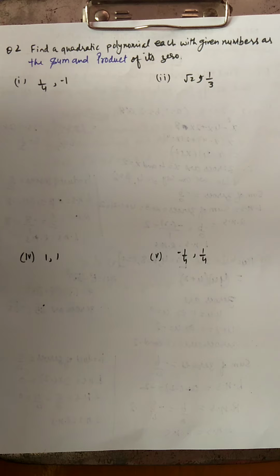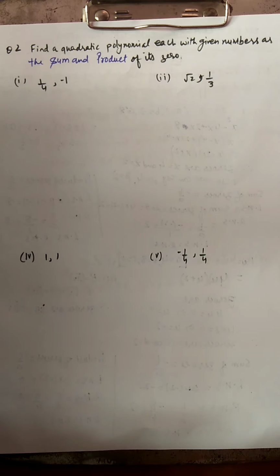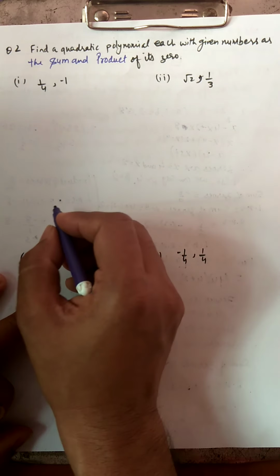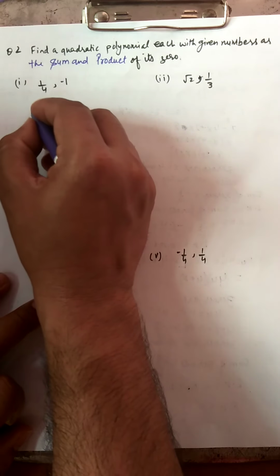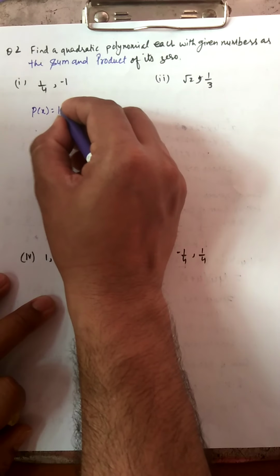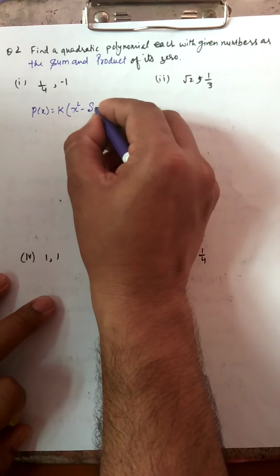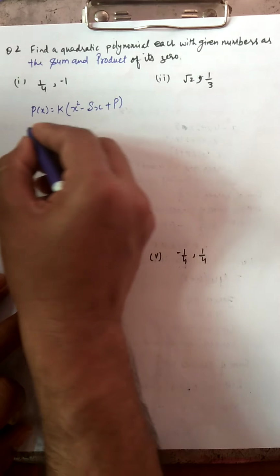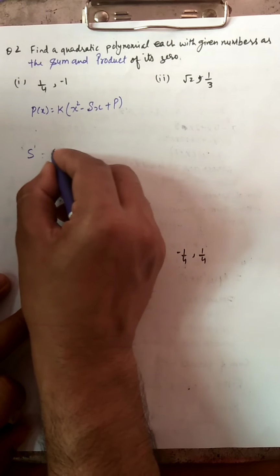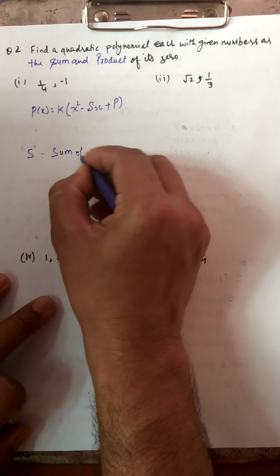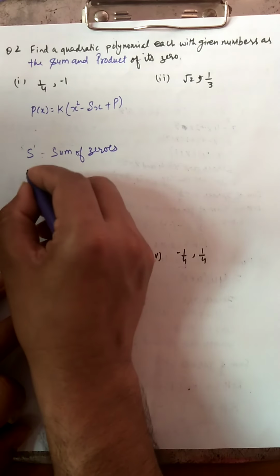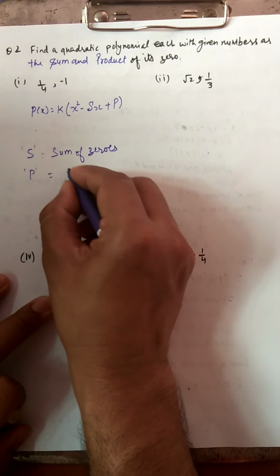These are not the zeros, this is the sum of the zeros, and minus 1 is the product of the zeros, and you have to find the quadratic polynomial. So I am giving you the formula to find the quadratic polynomial. The formula is p(x) = k(x² − sx + p). Here s stands for sum of zeros and p stands for product of zeros.